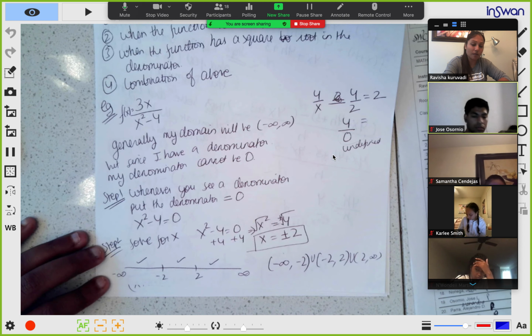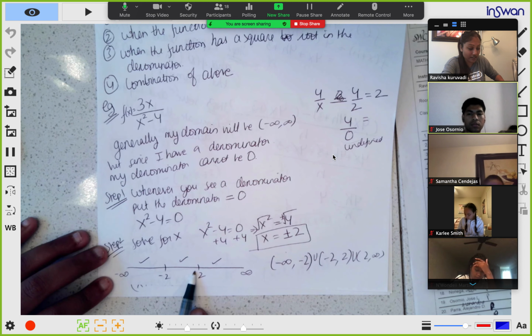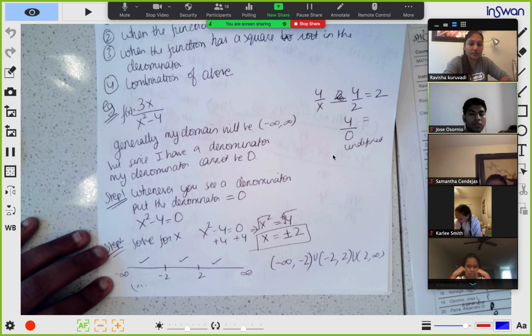Any doubt with this problem? Whenever you have denominators, put it equal to 0, solve for x, write whatever values you get on the number line, and then see how many parts your number line is divided into. Write those parts separately with the union sign. Any doubt?